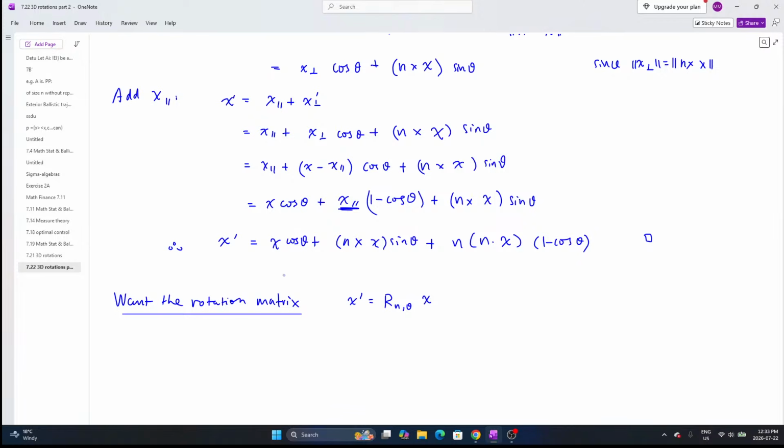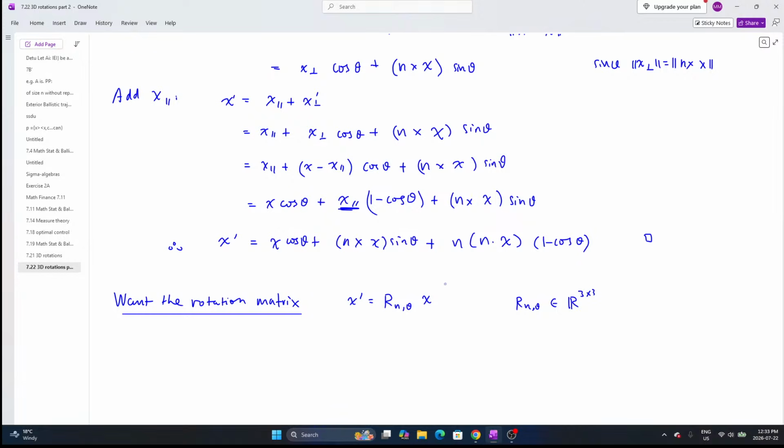The first term is easy. The first term, x cosine theta, is just a scalar multiple of x. So we can write this as I times cosine of theta and then times x. So R of n and theta is a 3 by 3 matrix, all right?